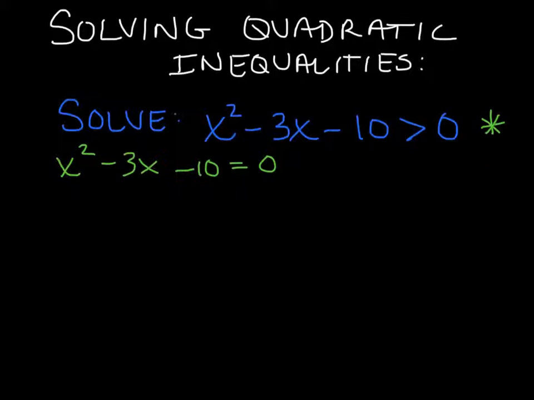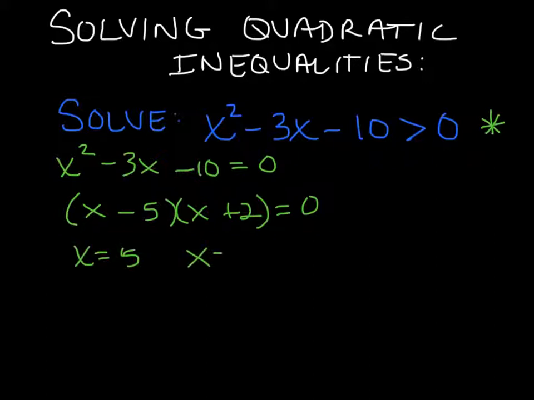Most of these are nice and factorable. I can't say all of them, but most of them are. So this is going to factor into x minus 5 and x plus 2, to get everything we need. So we have x equals 5 and x equals negative 2. That would be my solution set, just those 2 points if it was an equal sign. But this is greater than 0.